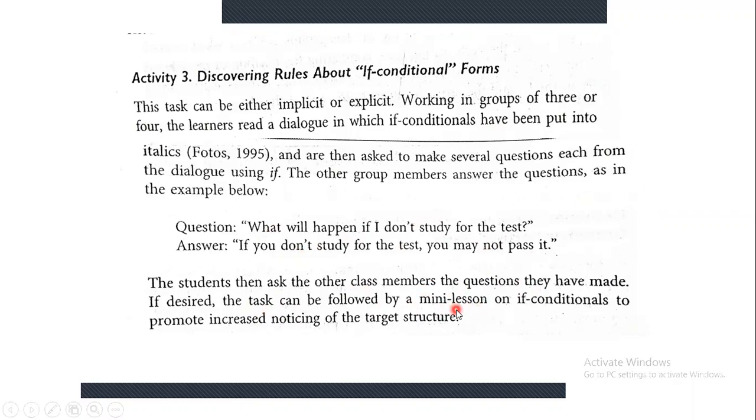Yes, a mini lesson. So it is important to have a follow-up mini lesson, everyone. You cannot just ask your students to work on this and then assume that your students can learn the grammar you assign. There should be a follow-up mini lesson on the grammar that they learn, on the target form, on the target language, to promote increased noticing of the target structure. After noticing, they will understand, comprehend, right. Everyone okay with this one?